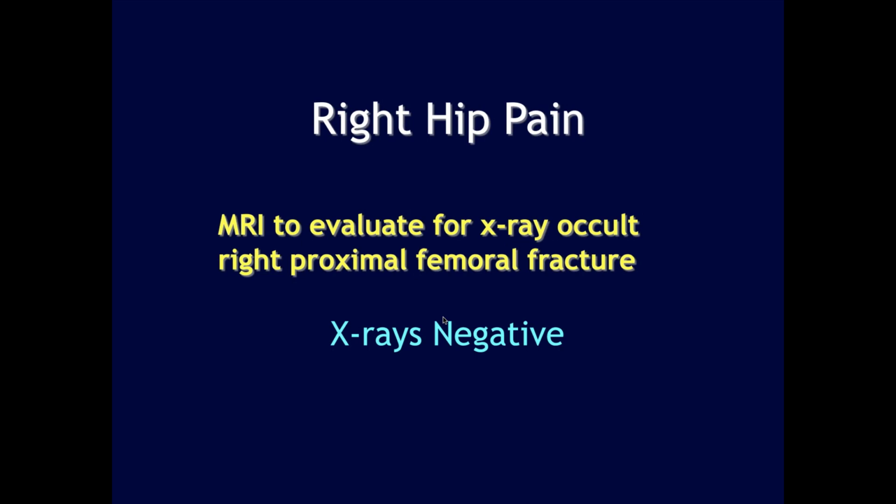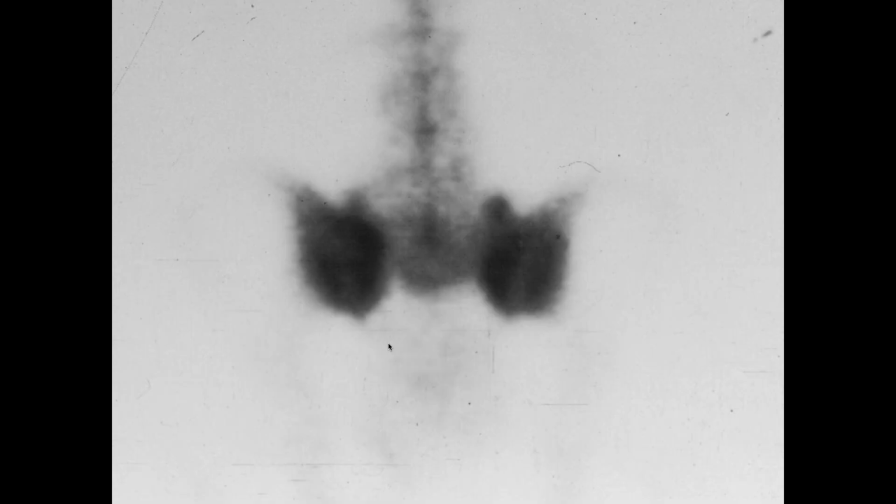Okay, here's a patient who had right hip pain, and with negative X-rays, and they were concerned about the right proximal femur. Here's a bone scan, and here we can see the proximal femur down there.